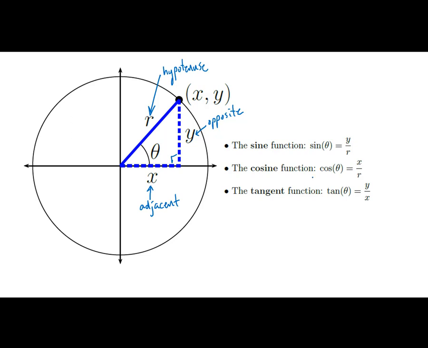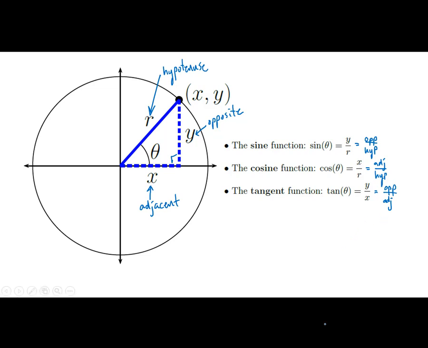So with this renaming, we have a different way of thinking of the sine function now. So instead of the y value of the point on the circle divided by the radius of the circle, I can think of this as the opposite over the hypotenuse. And my cosine I can think of as the adjacent over my hypotenuse. And then my tangent can now be the opposite over the adjacent.